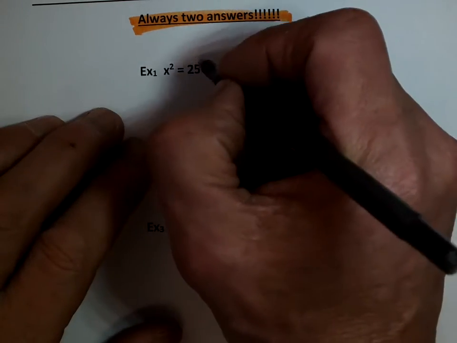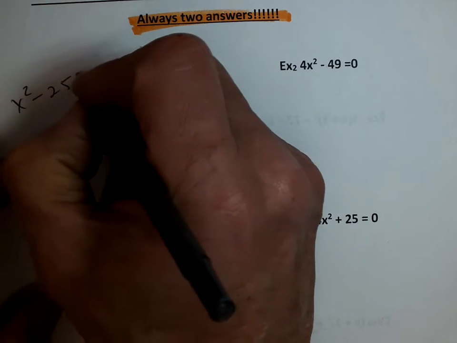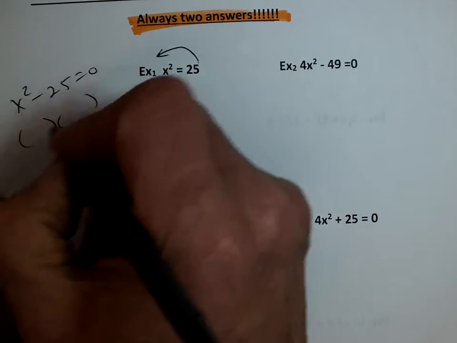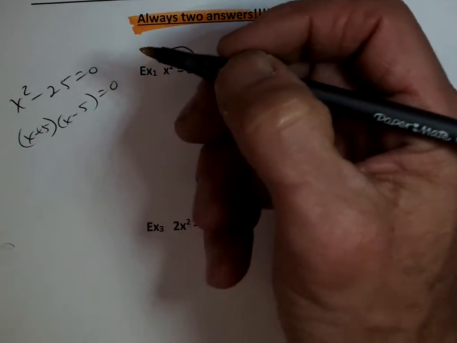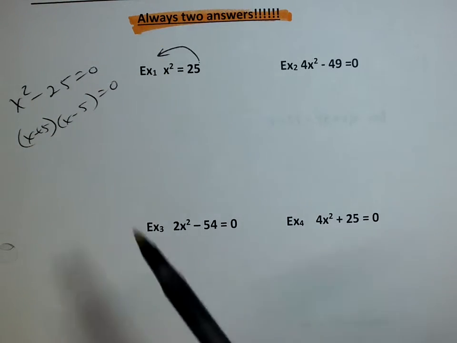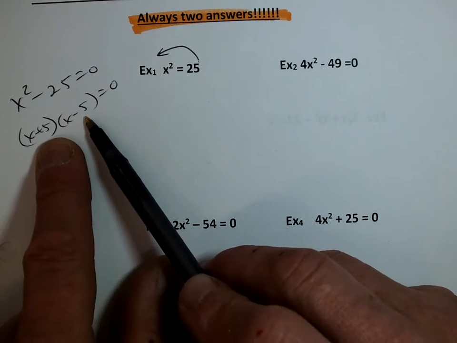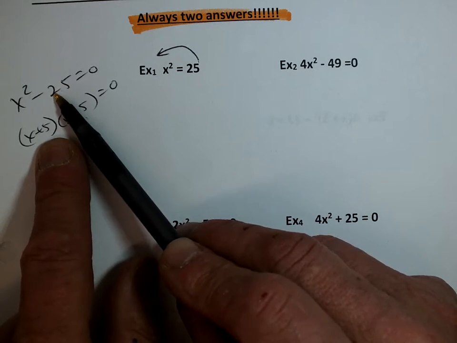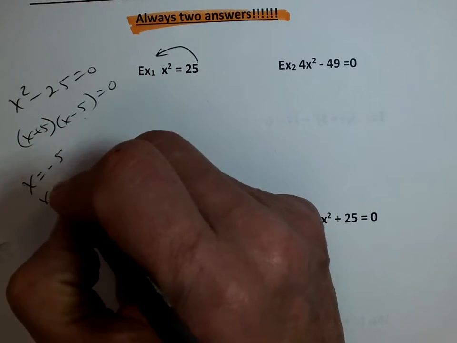You could feasibly bring the 25 over and go x squared minus 25 equals 0. And you could factor this: x plus 5, x minus 5. You don't have to write this down, just watch. Right degree, bring it over. Positive 5 times negative 5 makes a negative 25. It will factor, and you get x equals negative 5 and x equals positive 5.